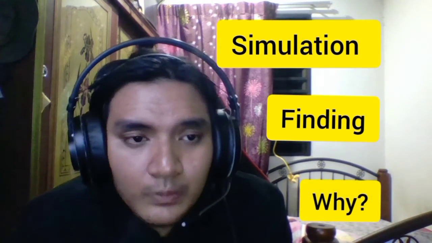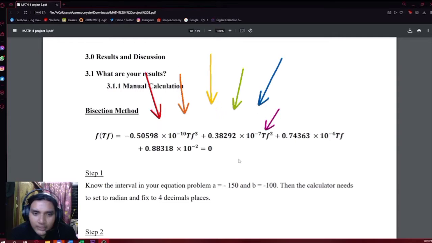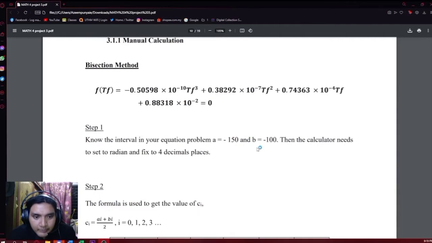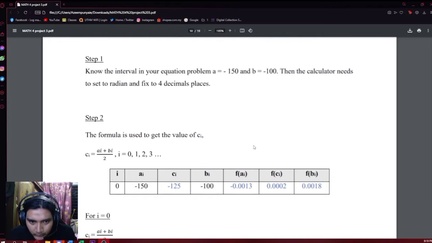Today I will explain about part 3, which is our simulation, our finding and why we get this finding. For the manual calculation, this is our equation, and what we need to do is use our desired values, which are A and B, negative 150 and negative 100. For step 1, we need to set our calculator to 4 decimal places, and using the formula for step 2, Ci equals (Ai plus Bi) divided by 2.